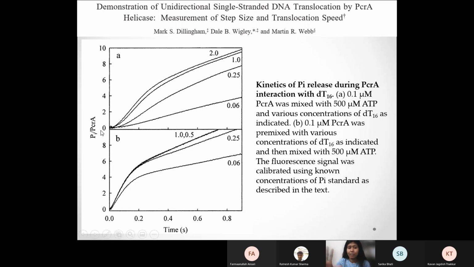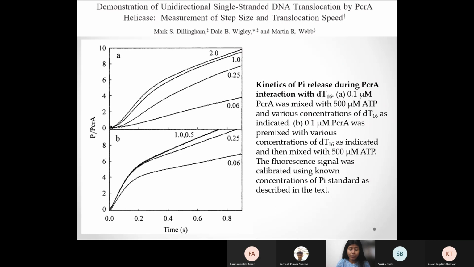So the lag phase is well explained. If you add a premix, there is no lag phase. You see a burst of inorganic phosphate release as the helicase is moving through the single-stranded DNA. As it reaches the end, it sort of saturates out. Now, if you add more of the DNA, then you would see higher levels of this inorganic phosphate release.